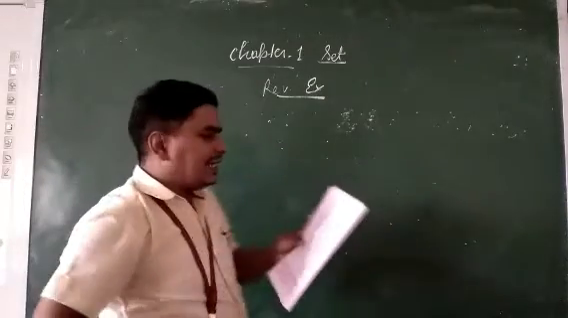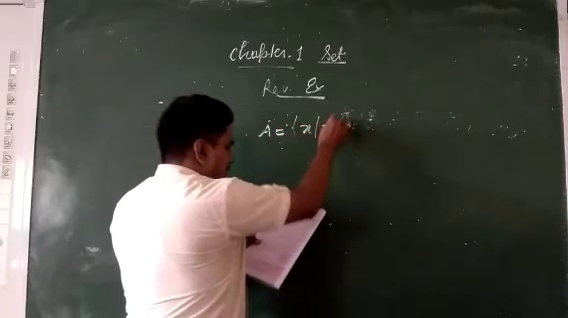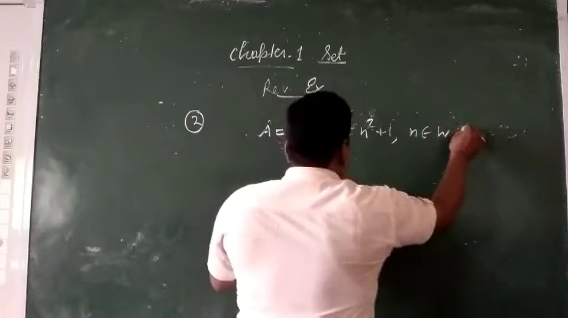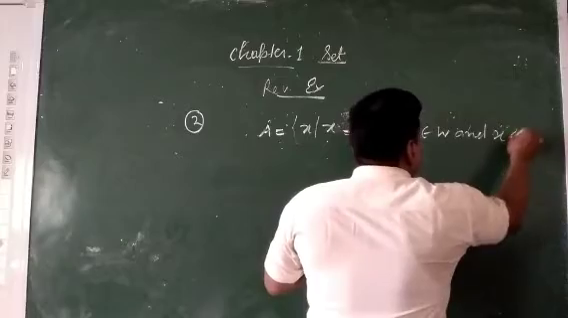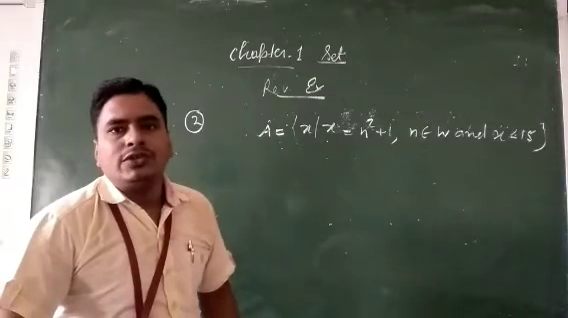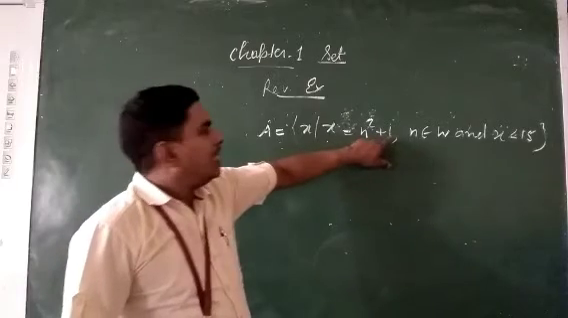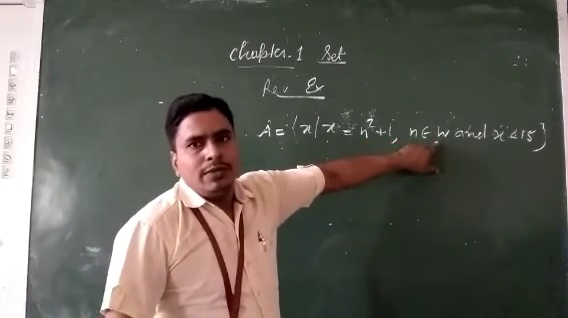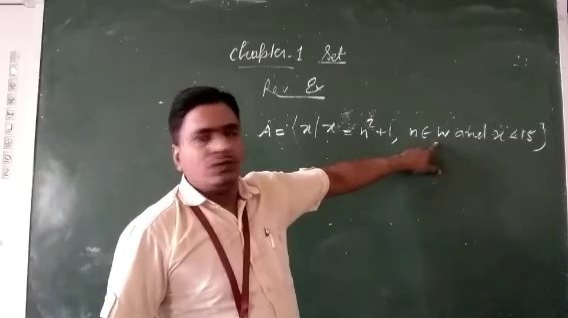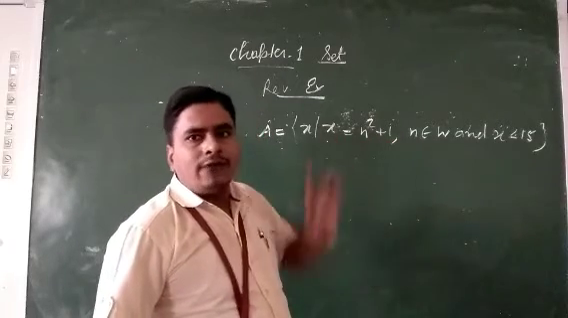Second question. A set is given: A equals X such that X is equal to n square plus 1, where n belongs to whole number and X is less than 50. First we will write the set in roster form. How? Here X is equal to n square plus 1, n belongs to whole number. We know that whole numbers start from 0, 1, 2, 3, 4 and so on. So here we will put the value of n, and according to this we will get the value of X.